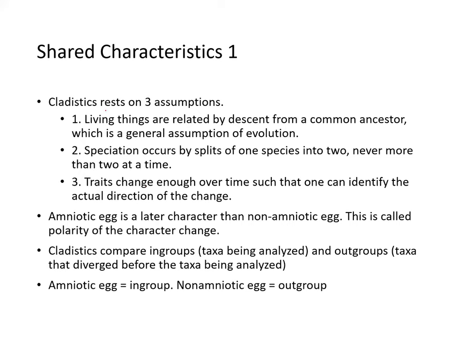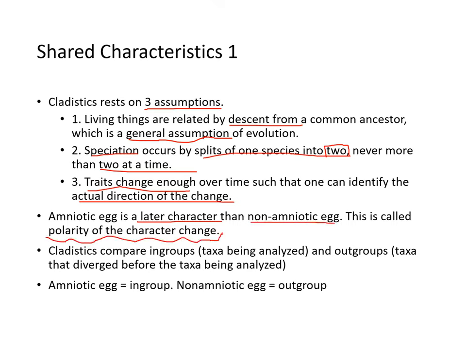But cladistics rests on three assumptions. One, living things are related by descent from a common ancestor, which is a general assumption of evolution. Two, speciations occur by splits of one species into two, only two, never more than two at a time. Three, traits change enough over time such that one can identify the actual direction of the change. So the amniotic egg is a later character than the non-amniotic egg. This is the polarity of the character change. It went from non-amniotic egg to amniotic egg.